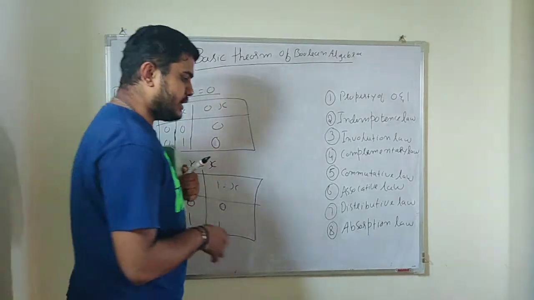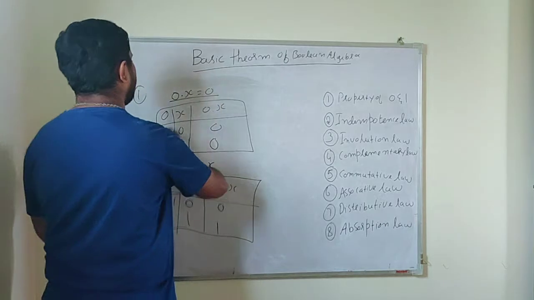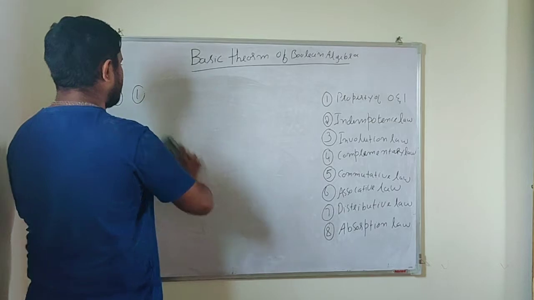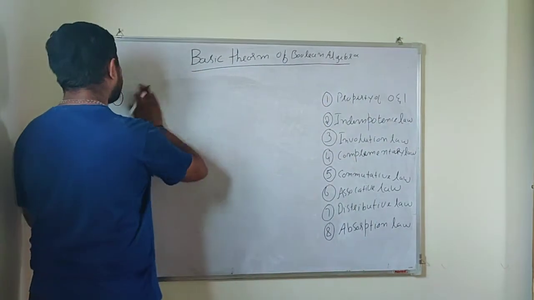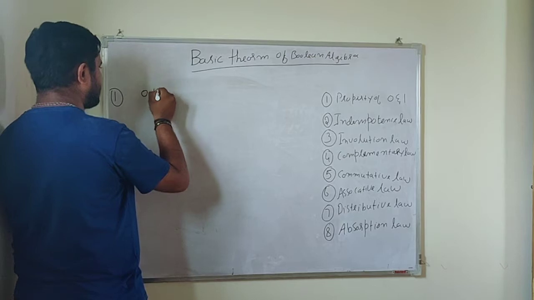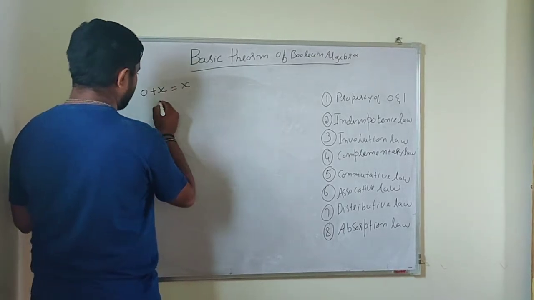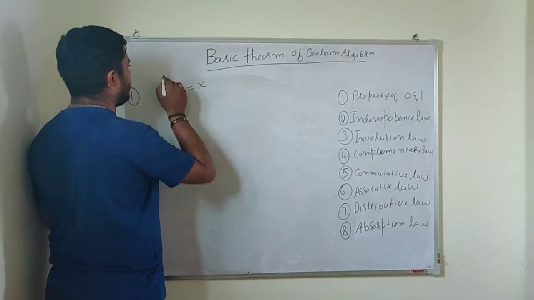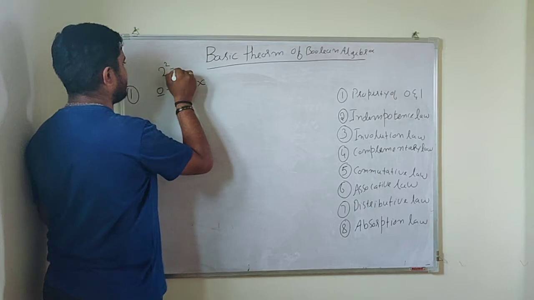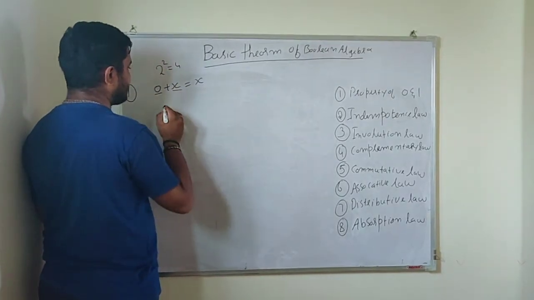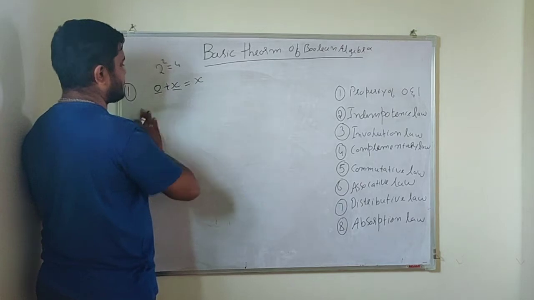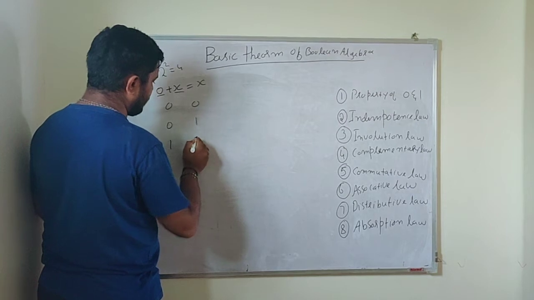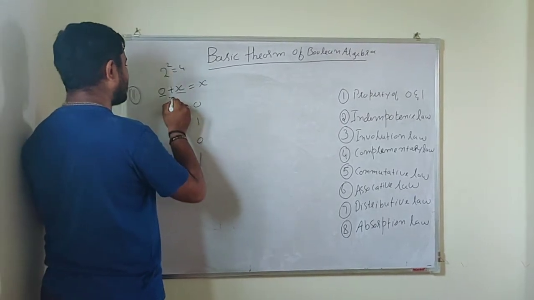Now how do I write the logic gate for this? For the first one, 0 + x = x. My inputs are 2, and I am going to work with binary values, so 2 to the power of 2 equals 4 values. First I am going to write the truth table: 00, 01, 10, 11, with inputs x and y.